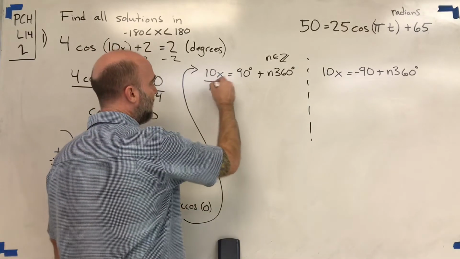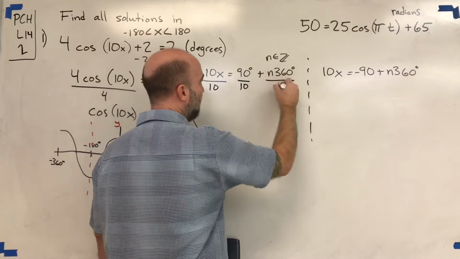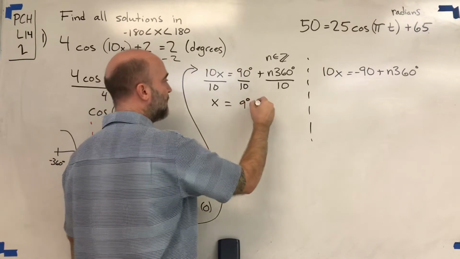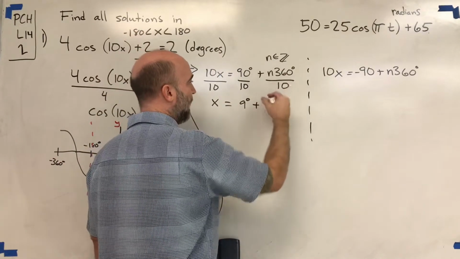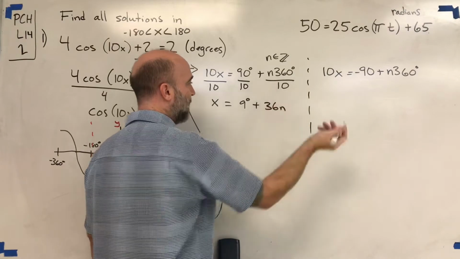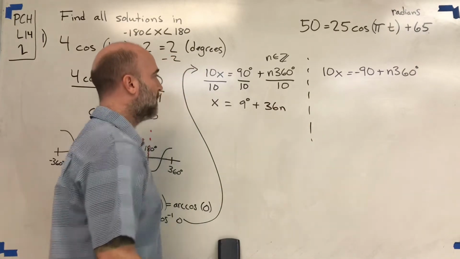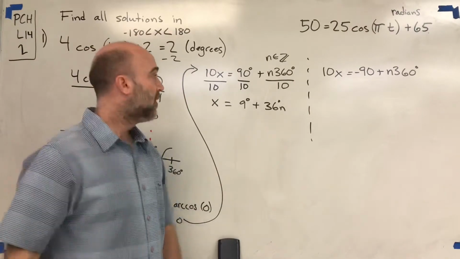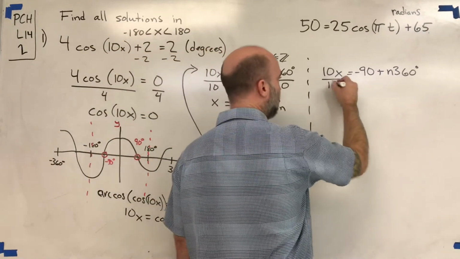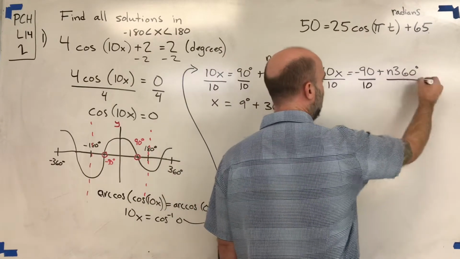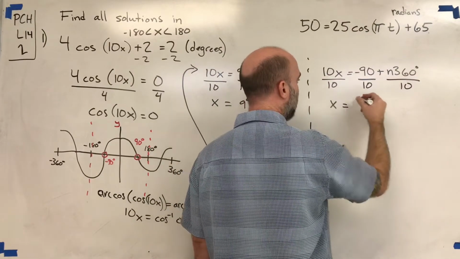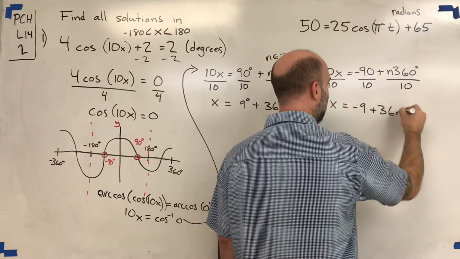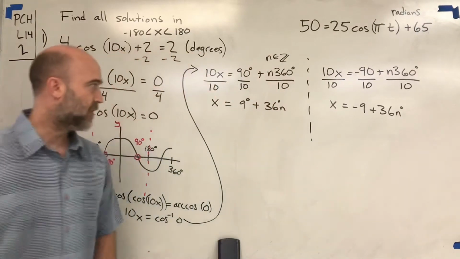So now I just go ahead and solve for x. I solve for x, divide by 10, divide by 10, divide by 10, and I get x equals 9 degrees plus 36n. I'll put n at the back, and that's in degrees. That's done. Okay, those are its intervals, and I'll do the same thing for this one. Divide by 10, divide by 10, divide by 10. x equals negative 9 plus 36n. Those are in degrees also.